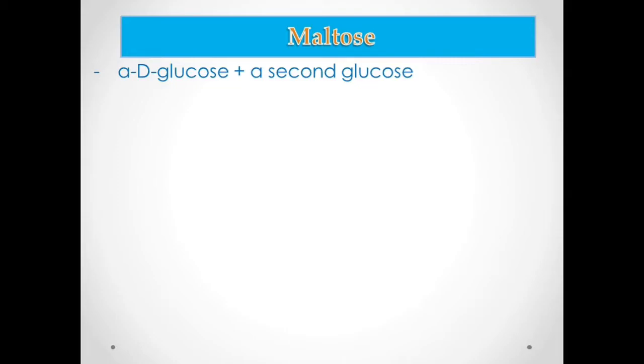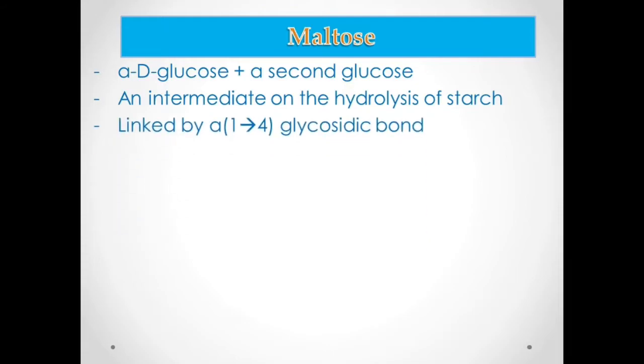Because the C1 hydroxyl group of an alpha D glucose is attached to the C4 of another glucose molecule, the two monosaccharides are linked together by an alpha 1,4 glycosidic bond. So your maltose is basically an intermediate in the hydrolysis of starch, and it is also called malt sugar. The link between the alpha D glucose and the second glucose is that carbon number 1 of the alpha D glucose is linked with the OH or hydroxyl group on carbon number 4 of the second glucose.